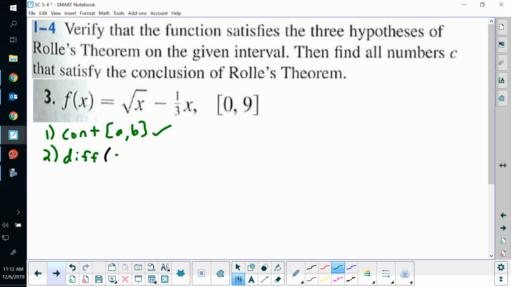Next, we want to see, is it differentiable on the open interval? Well, square root functions and line functions, they don't have corner points or kinks, so we're okay.